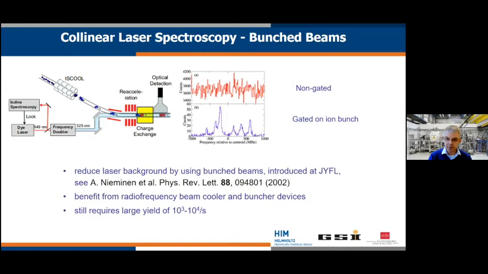This is illustrated here in these two spectra. The upper spectrum would be the detection of the fluorescence without applying your gate. You can barely see any structure at all. And if you now gate on the ion bunch, you see a very nice spectrum of different spectral lines. As I said, this technique was introduced in 2002, and you find some more details in the reference given here. So this has really improved the sensitivity of collinear laser spectroscopy significantly. However, we still typically need a yield on the order of 10^3 to 10^4 particles per second, which is sometimes just impossible to get.